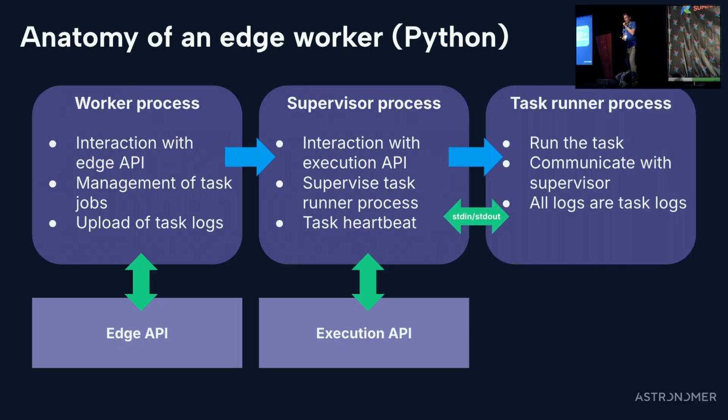And at last, we have the task runner process. And this is actually the part which runs your task. And it can communicate to the supervisor to get XCom information, variables. This is all now isolated. So you actually don't call the API server directly. And in addition, all logs in that task runner are actually task logs. This is a very important distinction. So we have 3 processes.